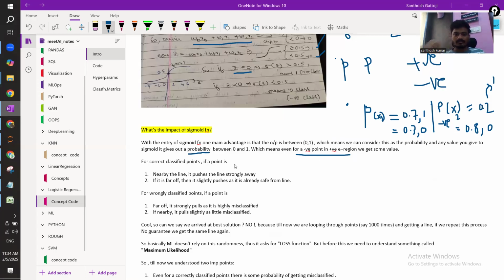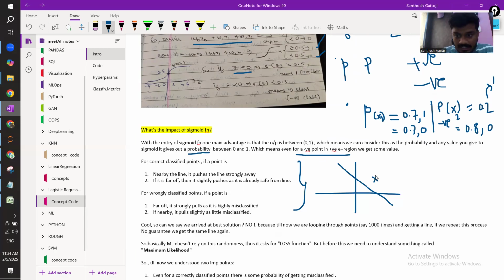Now this is just for your understanding, I have written it here. In yesterday's class, when we had a misclassification, the points would start pulling the line towards themselves. Now what will happen in the sigmoid function? For a correctly classified point, if a point is nearby, for example, you have something like this one, and there is some line, and let's say this is a correctly classified point.